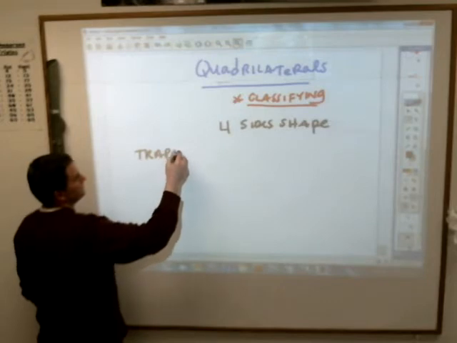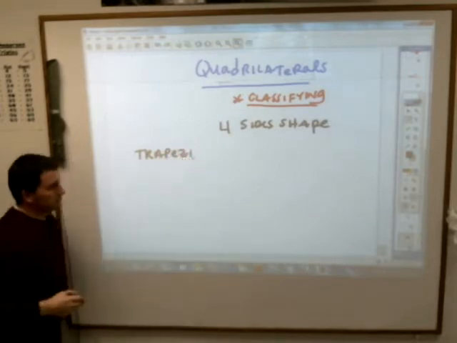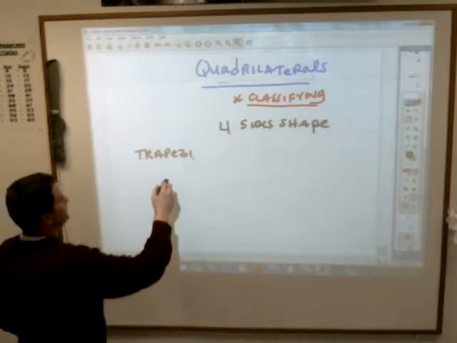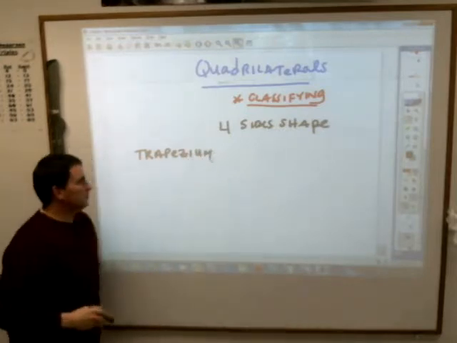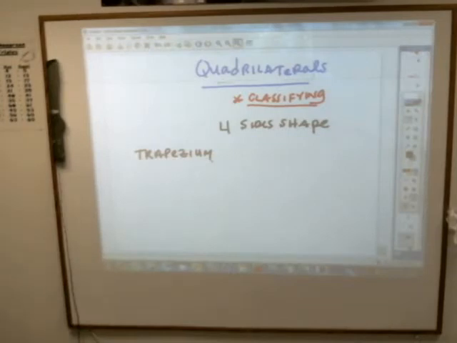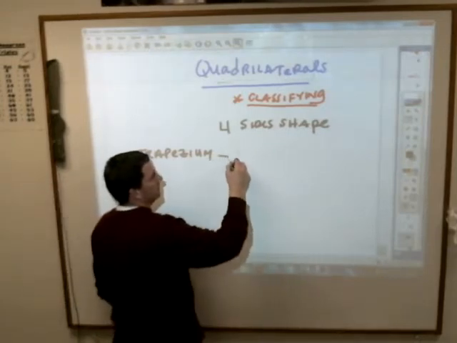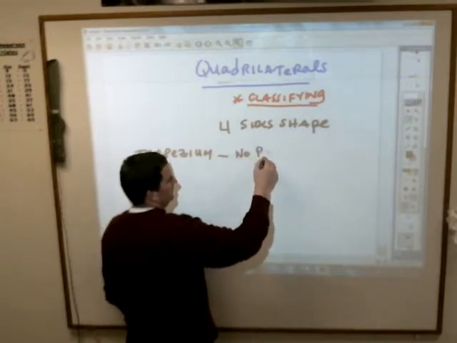Trapezium. Trapeze, I make sure I spelled that one right too. Trapezium. And a trapezium is a quadrilateral that has no parallel sides. No parallel sides.